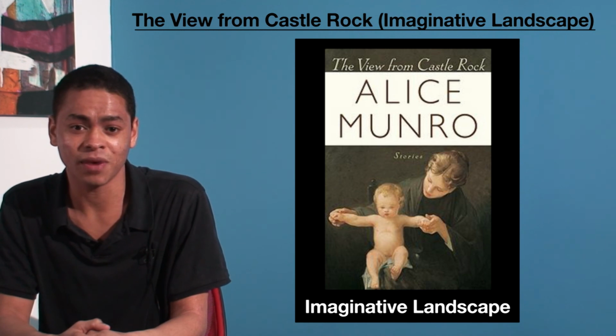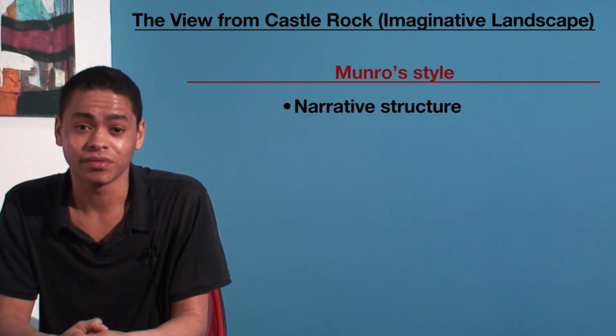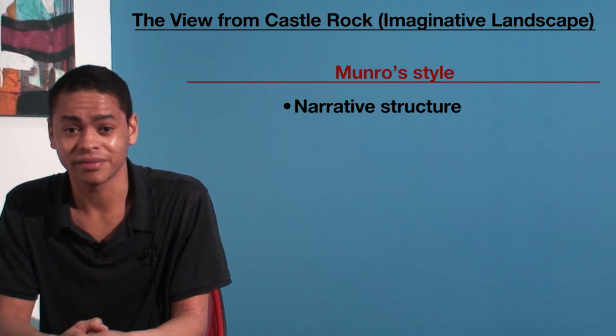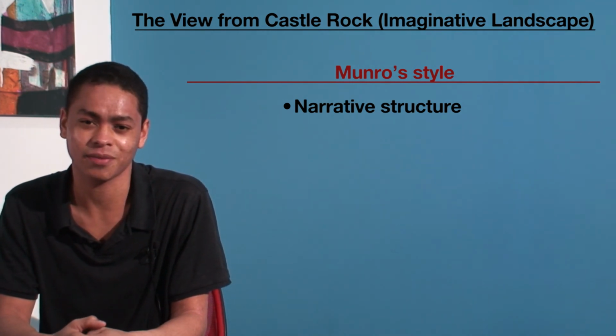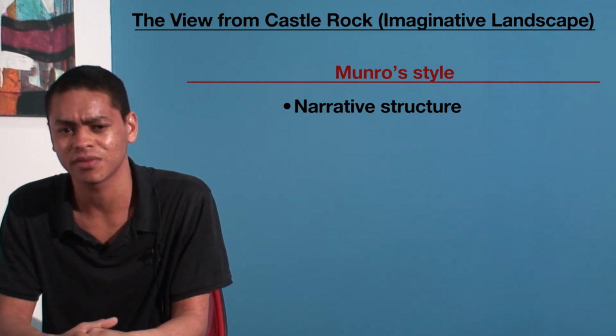If you're hoping to use Munro as inspiration for creative writing, or you want to analyze her style in a bit more depth, consider the following. Narrative structure. The stories are organized chronologically, but often jump forwards and backwards in time as the writer reflects on aspects of her past or her ancestors' lives.